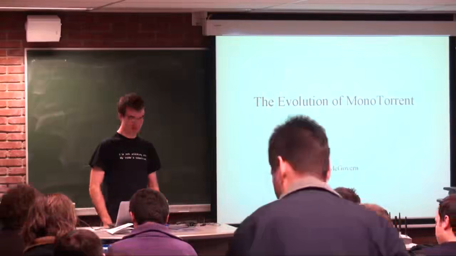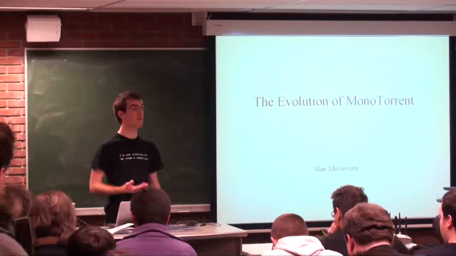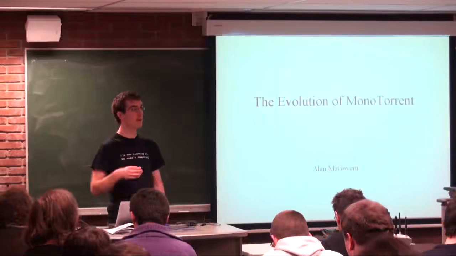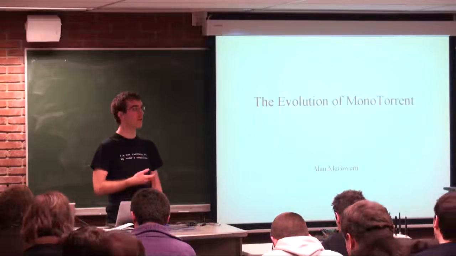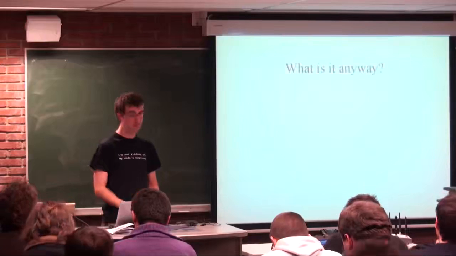Thank you. So the idea of this talk isn't really to talk about how MonoTorrent evolved. It's basically that there are a few problems that I encountered while implementing the BitTorrent specification. I just want to show people how I worked around them or how I came up with a solution. So basically, what is MonoTorrent?